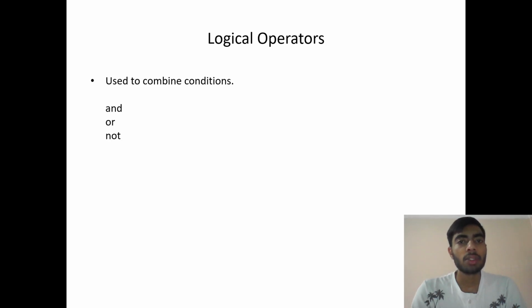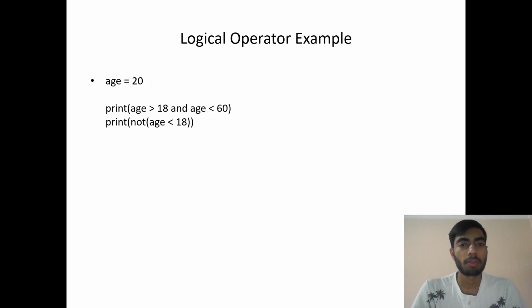Logical operators are used when we want to combine two or more conditions. Python provides three logical operators. The first one is AND. Both conditions must be true for the final result to be true. The second operator is OR. If at least one condition is true, the result becomes true. The third operator is NOT. It simply reverses the result. If something is true, NOT makes it false, and if something is false, it makes it true.